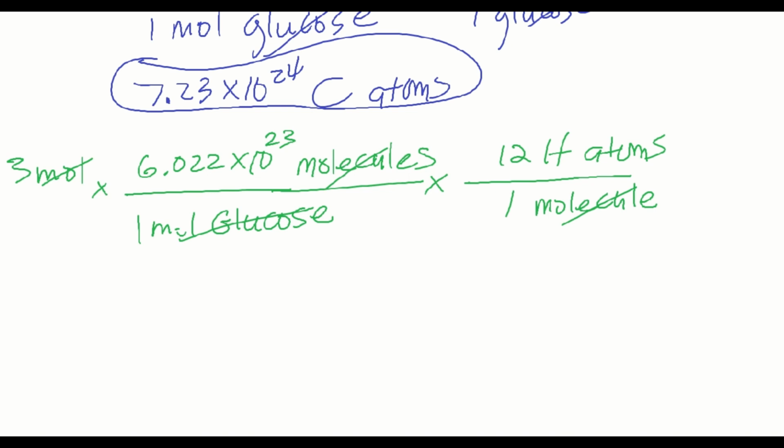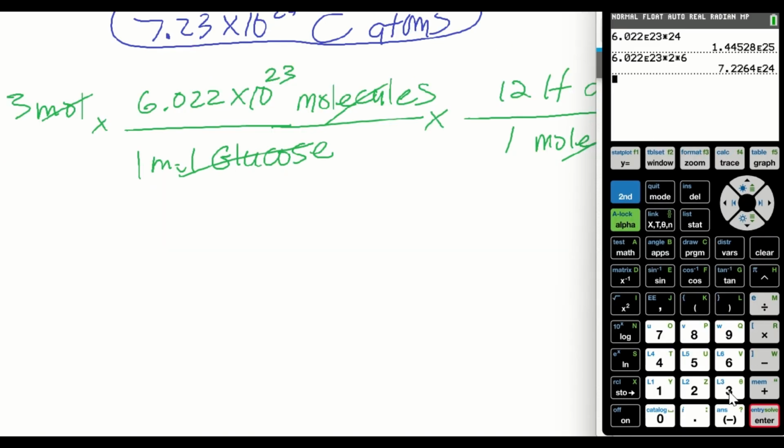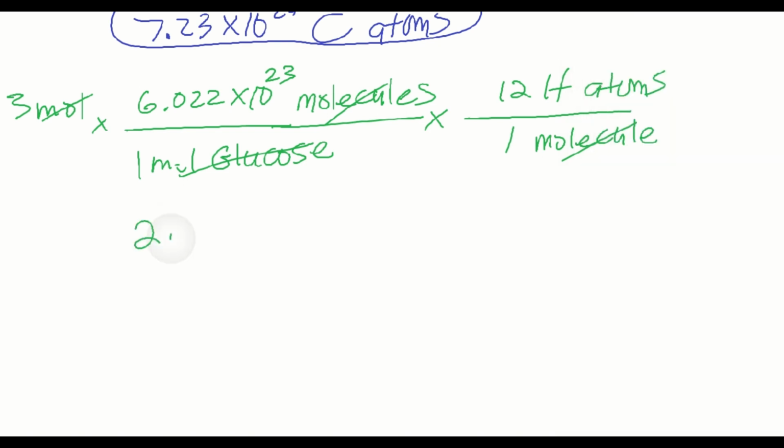Punch these numbers in. 3 times Avogadro's number times 12, because there's 12 hydrogen atoms in each molecule, 3 significant figures, going to give us 2.17 times 10 to the 25 hydrogen atoms.